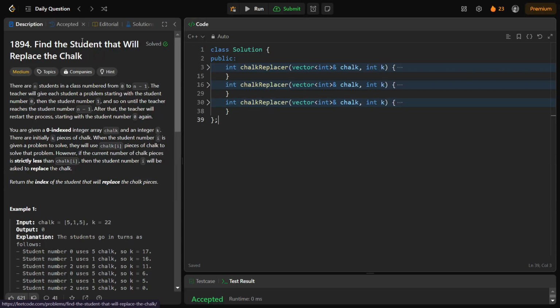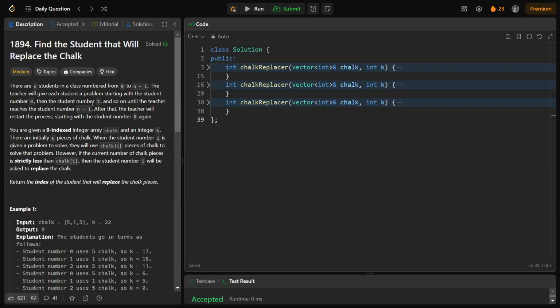In this video we are going to see how to solve this problem: find the student that will replace the chalk. I'll show you three solutions. Two of them would be working just fine. The third one would give you a time limit exceeded. But all of them do work, and that is why we are going to discuss all of them with a dry run on a notebook with a pen.